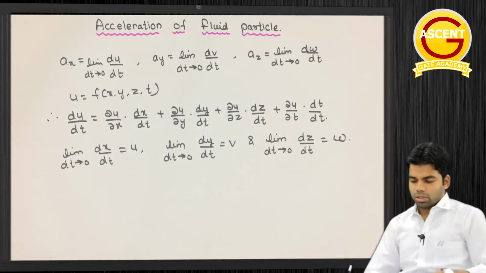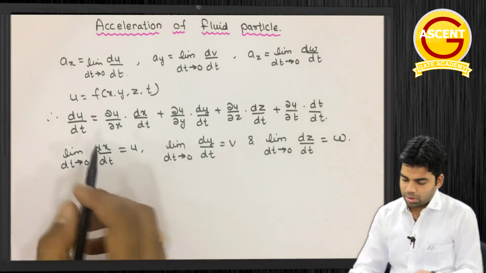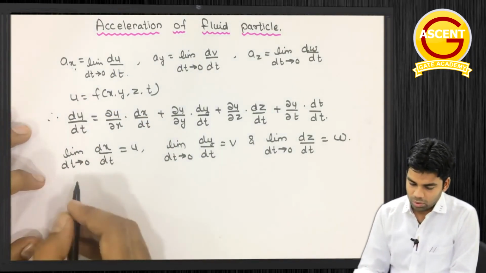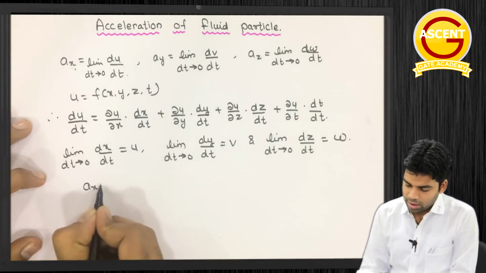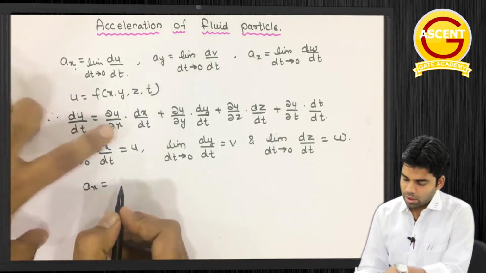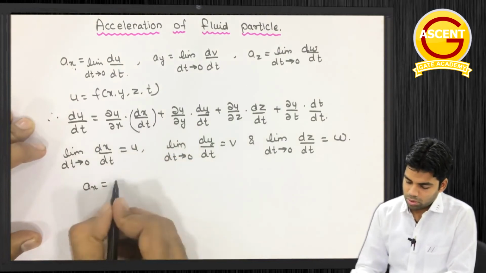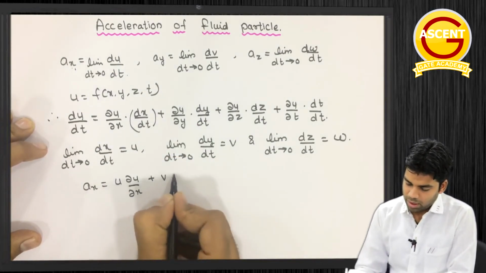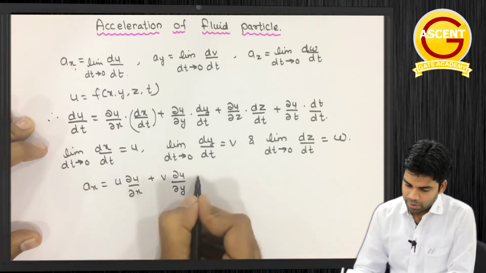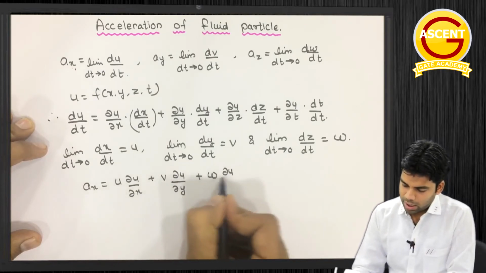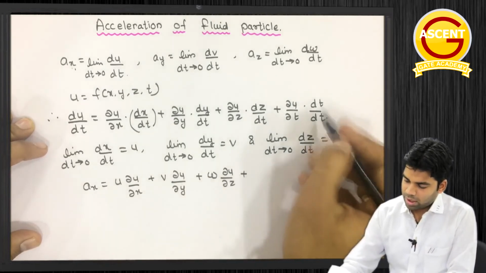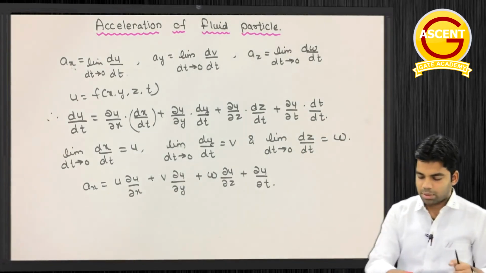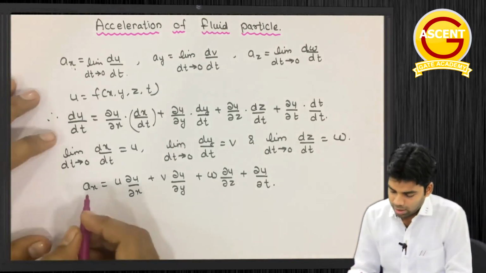Getting this? Now just putting all the values, du by dt is already ax, so we will get ax is equal to u del u by del x plus v del u by del y plus w del u by del z, and dt by dt gets cancelled out, and we will get del u by del t. So this is the expression for acceleration in x direction.